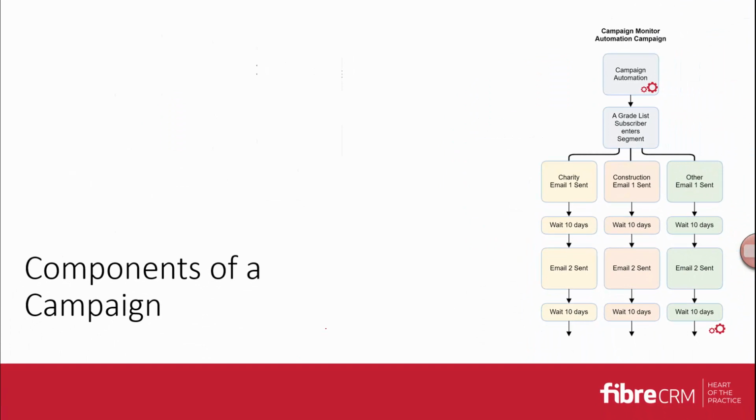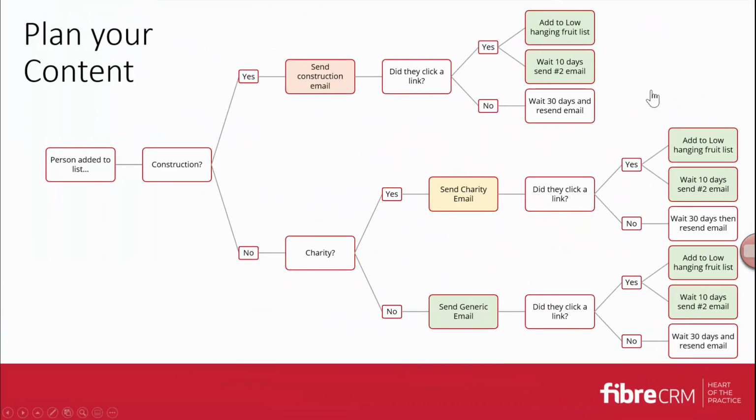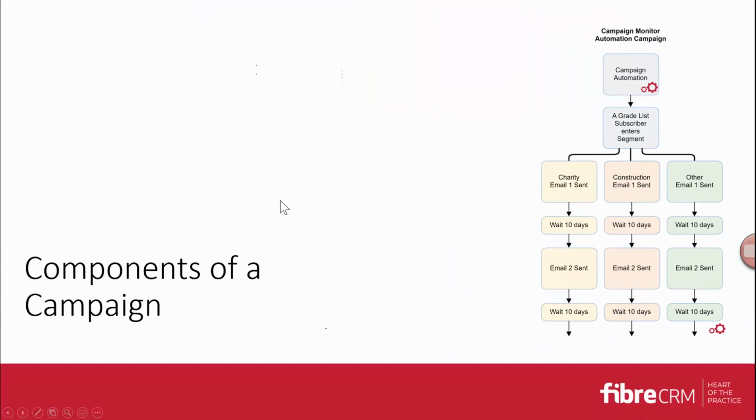So finally, once we've got the list built, we've got our email template ready to go, we're all set now to build out our marketing campaign. So in this example, this is a quick schematic of what we want the journey to be. So we want, when somebody's added to a list, are they a construction company? Yes, they are. So they get the construction email. And then maybe if they click on a link, 10 days later, did they click on a link? Yes. Then send email 2, and so on. So that's the kind of journey we want to set up.